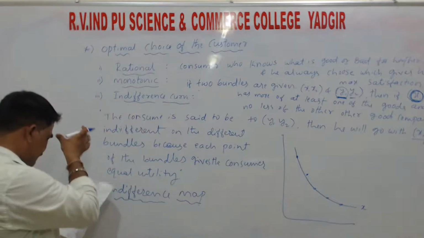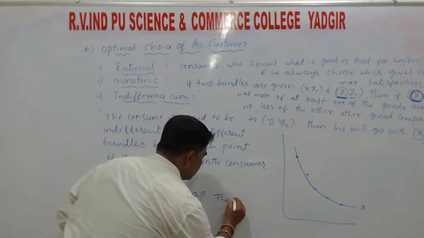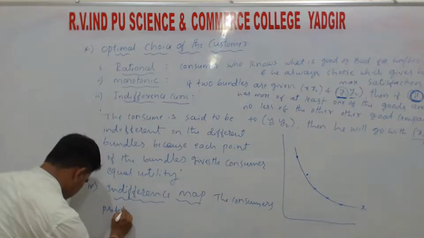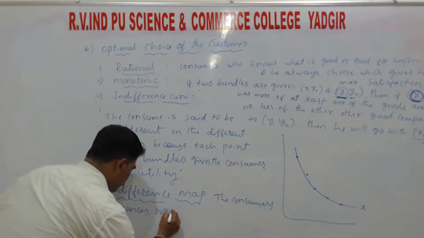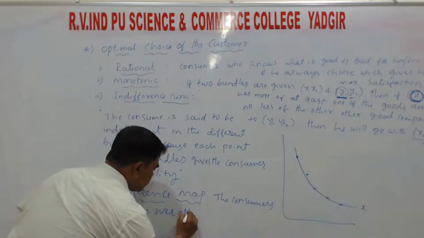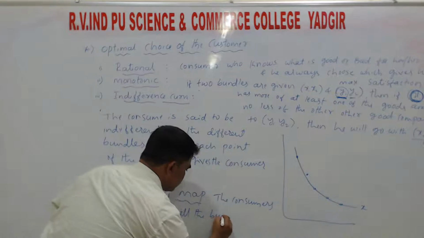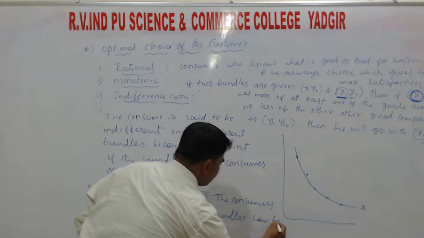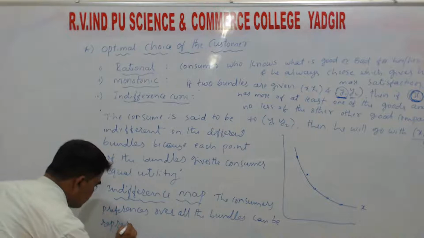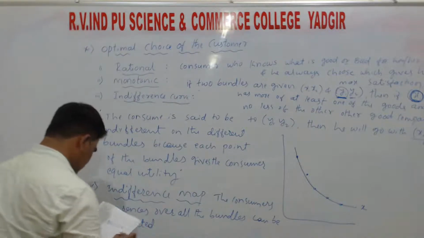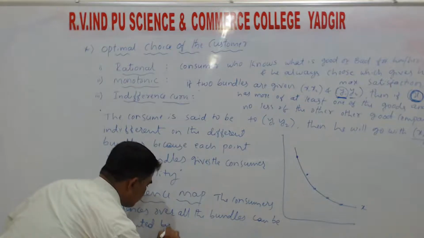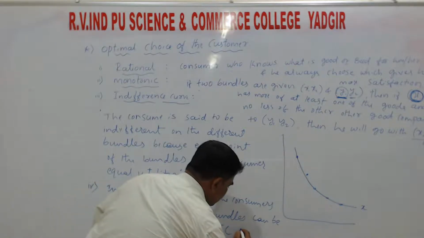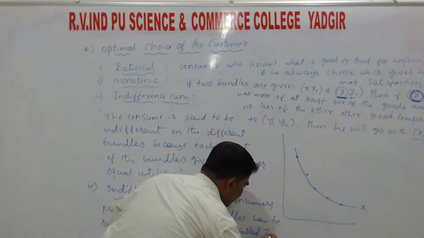What do you mean by indifference map? The consumer's preference over all the bundles can be represented by a family of indifference curves called an indifference map.